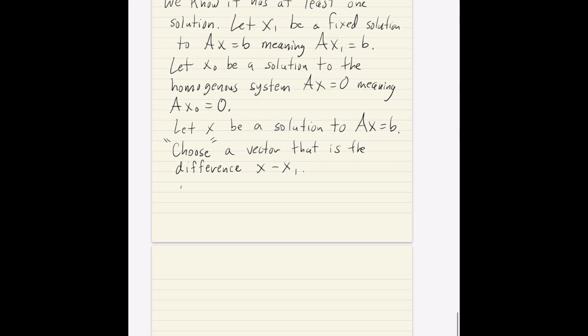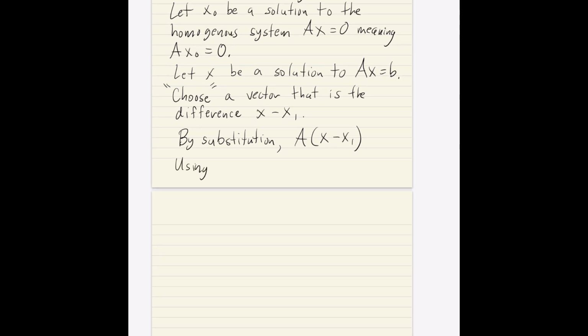By substitution, we can go ahead and plug in x minus x1 in for x, A(x minus x1). But I don't know what this is equal to yet. We're going to do a little bit of algebra here to show what it's equal to. So all I did was plug it into the left side of the matrix equation. And then this is something we proved in the previous video, where I proved the distributive property for matrices.